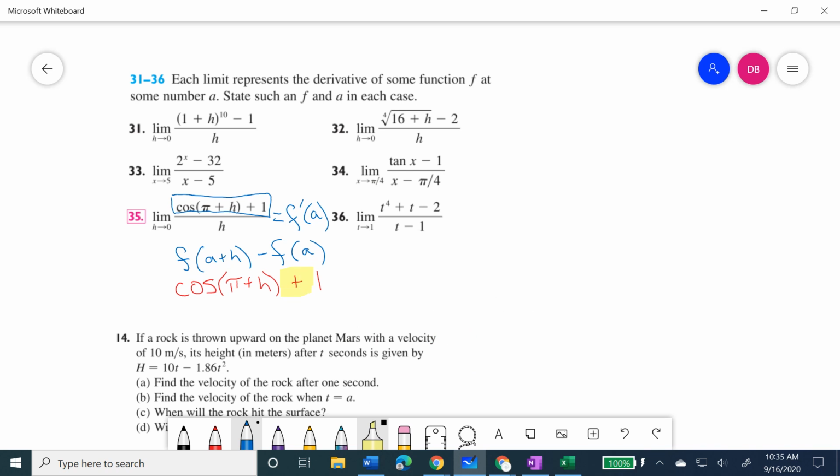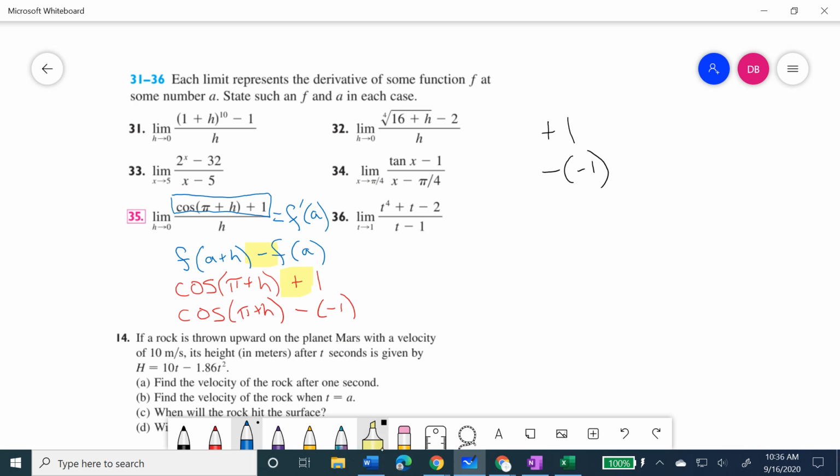this plus right here, where you see a minus. But if you think about it, plus 1 is the same thing as saying minus negative 1. So more than likely, that's actually the issue. So I'm going to start by rewriting cosine of pi plus h minus negative 1.